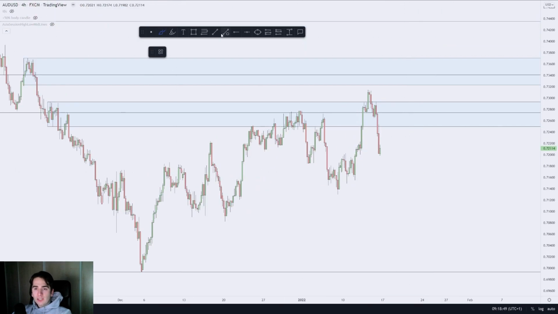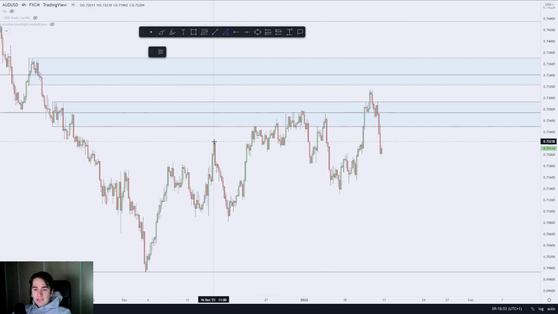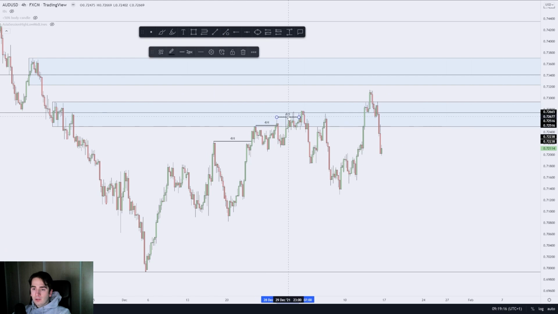Why? Well, because if we just quickly mark out our 4 hour structure, what you'll then see is essentially that if we start over on this high, it gets broken by this low, then this high gets broken by this low, this high gets broken. Let me just adjust this to our 4 hour line. Okay, so it's not copying, but let's take this line over here. 4 hour break of structure.